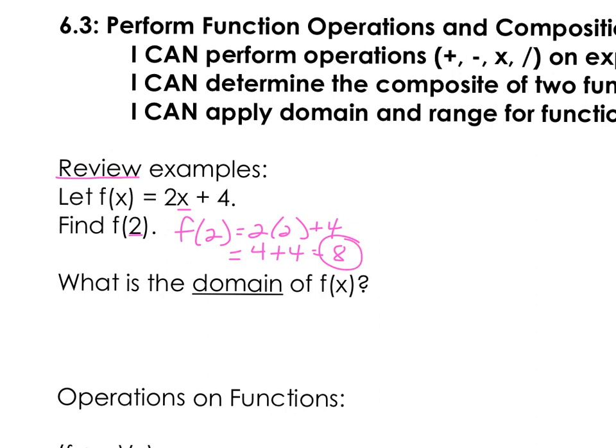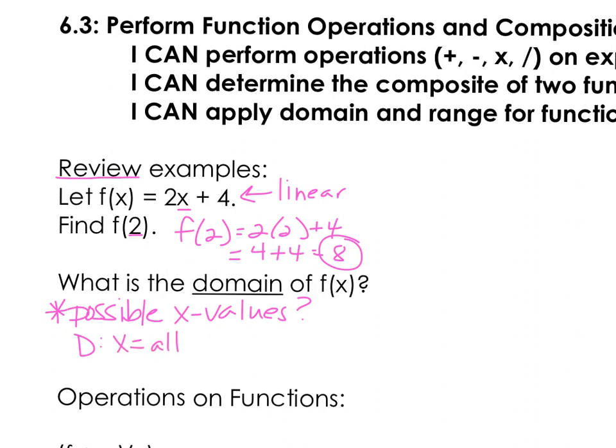But then I ask the question, what is the domain for f of x? And domain means possible x values. What are the possible choices we could plug in for x? Because f of x equals 2x plus 4 represents a linear function, which just means the graph of a line, we can actually plug in anything we want for x, which means the domain can be listed as x equals all real numbers. You can plug in positive numbers, negative numbers, fractions, decimals, 0, and we'll always have an output.